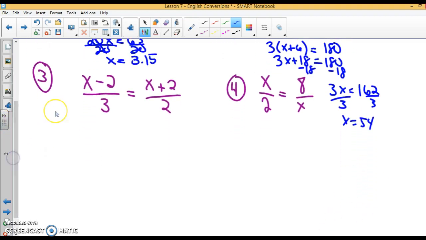All right, let's solve 4. Cross multiply, this one's tricky. x times x is x squared. 2 times 8 is 16. So x squared equals 16. Now, how do I solve for x? Take the square root of both sides. So x is 4.